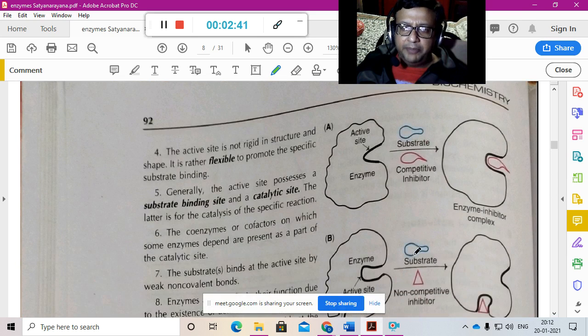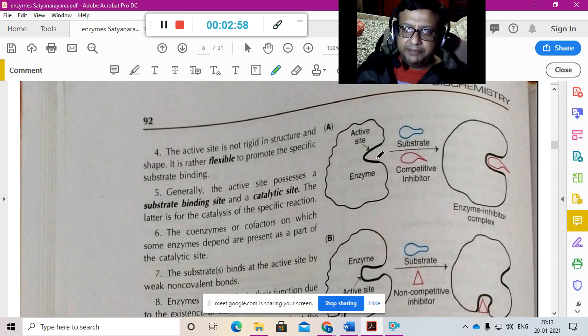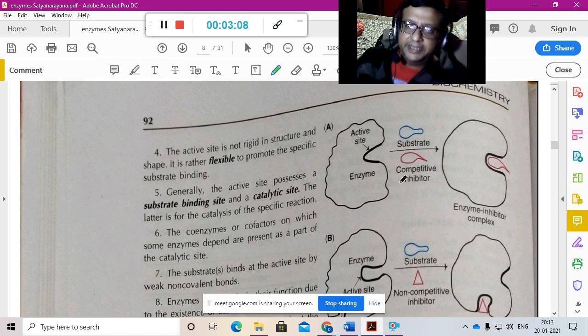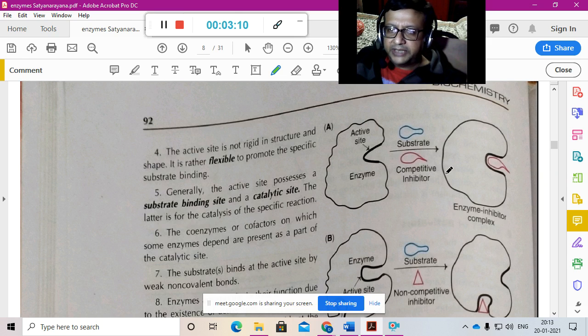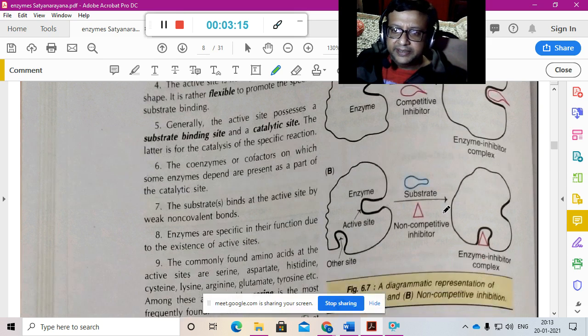So in a competitive inhibition, this is the enzyme and this is the active site of the enzyme. The substrate binds to this region. It comes and binds over here. But instead of that, this red inhibitor comes and binds. Result: the substrate cannot bind, and so there is a decrease in catalytic activity.